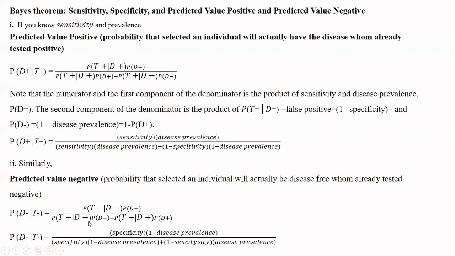So if you know the specificity and the prevalence rate, and if you know the sensitivity, that is the false negative result, then you can find the predicted value negative, which is nothing but the probability that the selected individual will be disease free given that the individual already tested negative. So in this way we can use the Bayes theorem for the screening test.